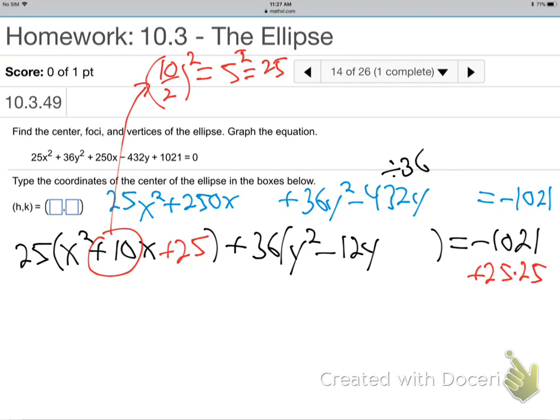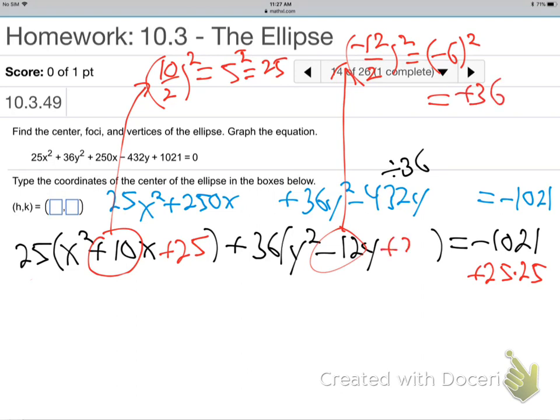When I added this 25 to the left side, if I multiply out the left side, there's really a new 25 times 25. That's what I really did to the left side when I added a 25 under the influence of another 25. So I have to really do that to the right side. And then for the y, grab the mid, over 2 squared: negative 6 squared, positive 36, under the influence of another 36. So I really have to add 36 times 36.